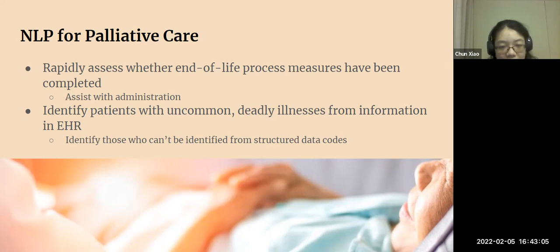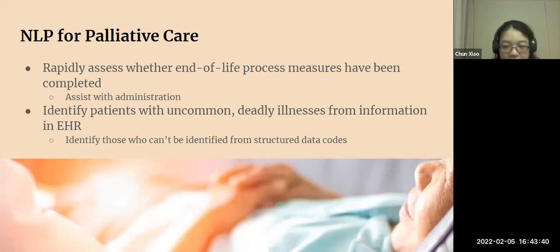And secondly, it can identify patients with uncommon deadly diseases from information in their electronic health record, including those who can't be identified from structured data codes. Structured data codes are a way that has been developed for certain diseases to be identified more concisely. These illnesses or afflictions are identified with a short code, and it can effectively communicate what a patient is experiencing.